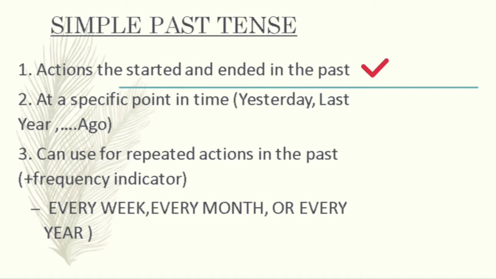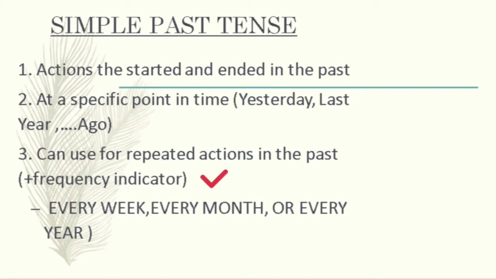Simple past tense statements are for actions that started and ended in the past. So, these are things that both started or began and ended in the past. Both of those must be true to use the simple past tense. The second point is that these are actions which happen at a specific point in time. A specific point in time can be yesterday, an hour ago, or last year. All of these are a specific point in time, but the key is that we know when the action happened.